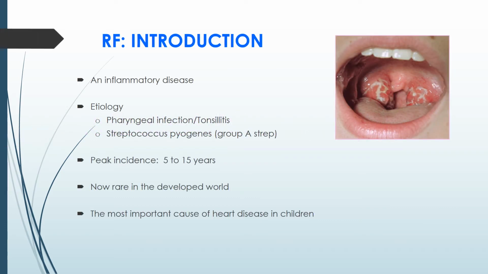Acute rheumatic fever is a post-infectious inflammatory disease which occurs after tonsillopharyngeal infection caused by Streptococcus pyogenes. The peak age of incidence is between 5 and 15 years old. It's now rare in the developed world, but remains the most important cause of acquired heart disease in children of developing and underdeveloped countries.